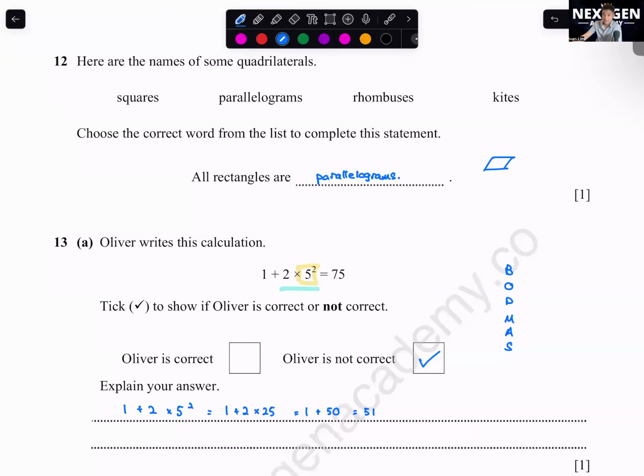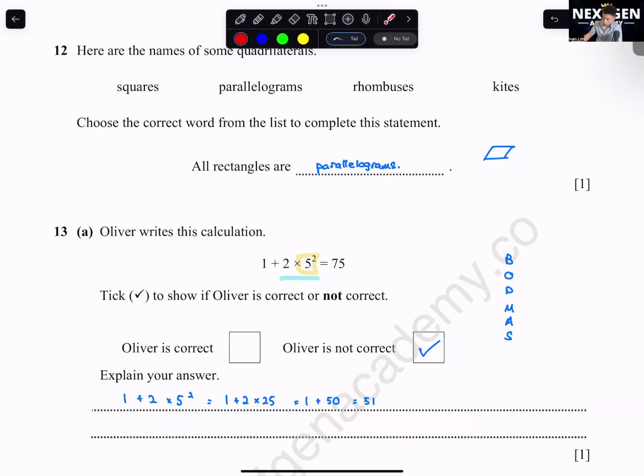Why is he not correct? What's the explanation? He's not correct because, as Razik said, he never attended next gen class. No, that one will get 0 marks. He has not used the correct order of operations. You see what he did here is he calculated from left to right: 3 times 25, that's how he got 75. So we need to follow BODMAS. We can say he did not use the correct order of operations.